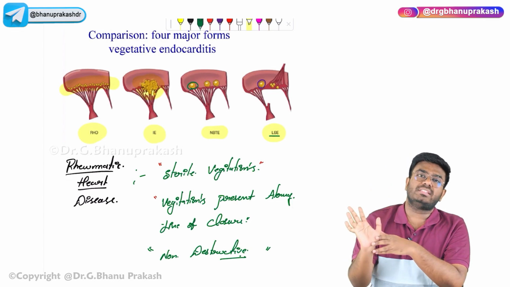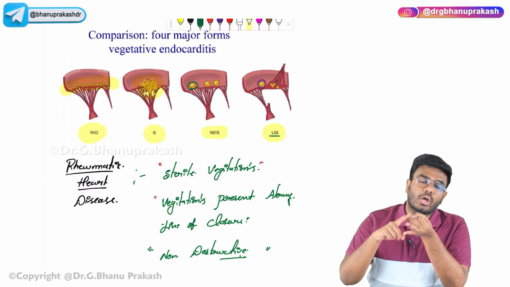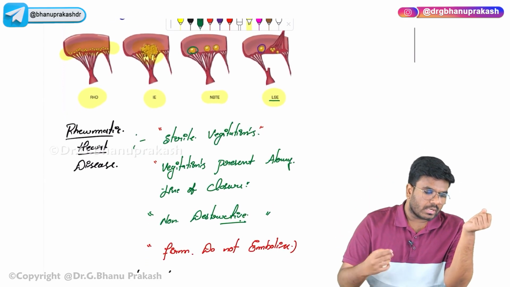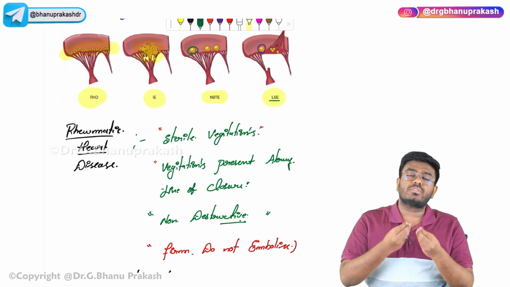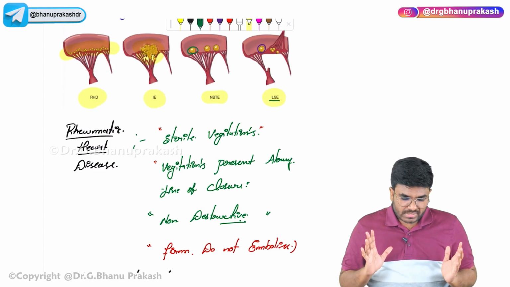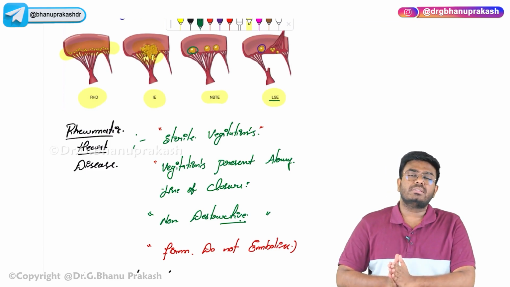More prone to embolization are seen in infective endocarditis as well as non-bacterial thrombotic endocarditis. In non-bacterial thrombotic endocarditis also they are very small, very friable, and even prone to embolization. So with this, the comparison of different types of vegetations and different types of conditions is completed.